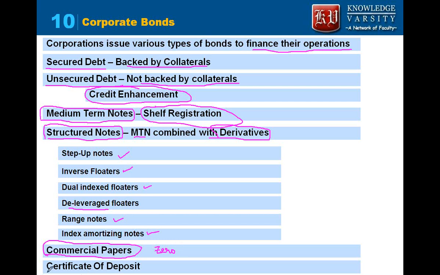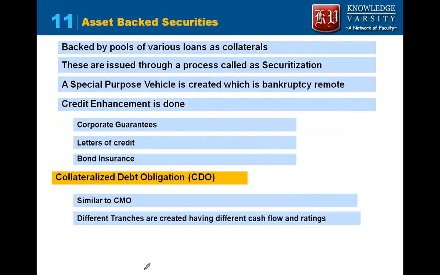Also, corporates issue what are called certificates of deposit. It is similar to the fixed deposits that are given by the banks. These certificates of deposit have a higher rate of interest than commercial papers. Most of the time, smaller investors will invest in these certificates of deposit. Okay. Now we'll come to asset-backed securities.